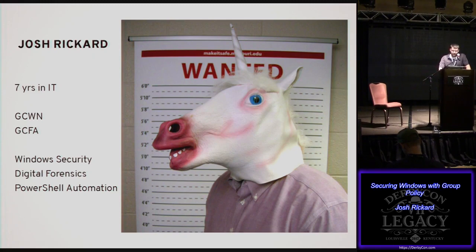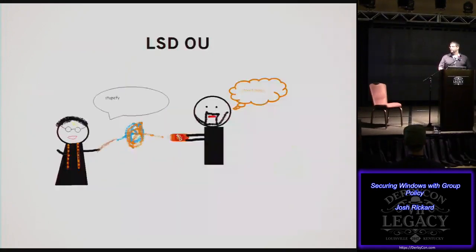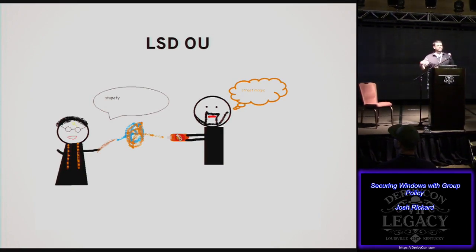Before we dive into group policy and what we can actually do, we should understand how it gets applied, right? One of the biggest things is there's an acronym called LSDOU. Anyone ever heard of it? It's not the drug. LSDOU means local, site, domain, and organizational unit. So every single group policy is applied in that order, and we'll go through it. So the first one, let's talk about local, right?